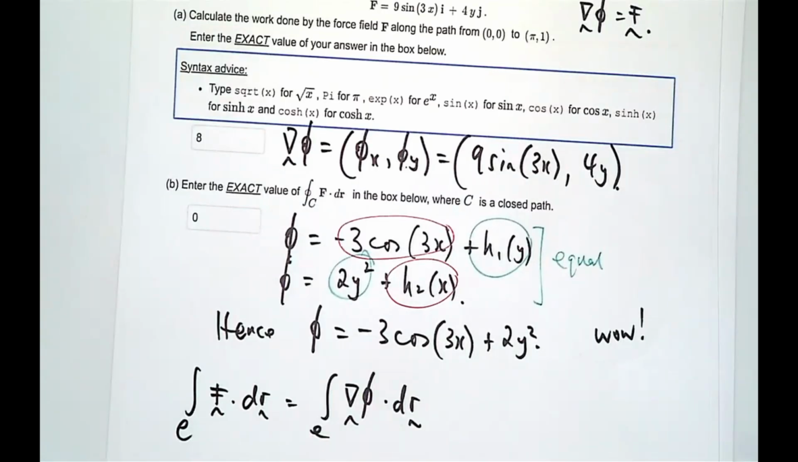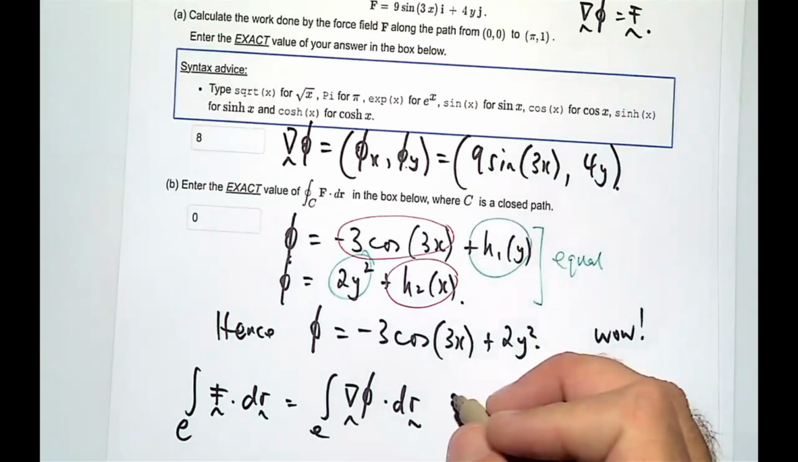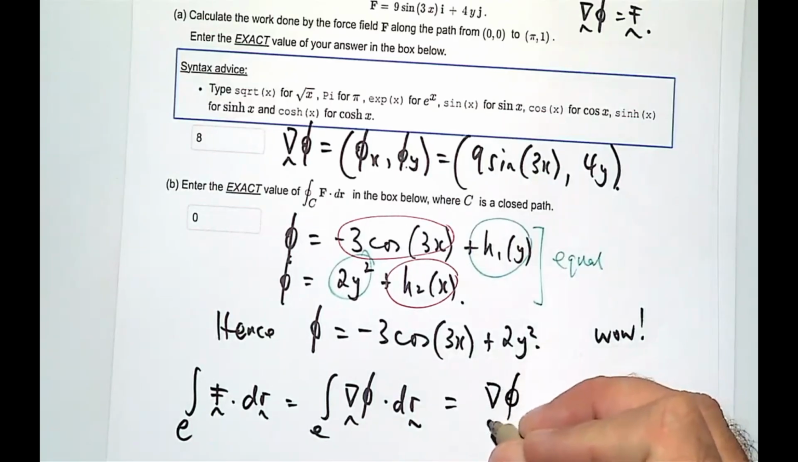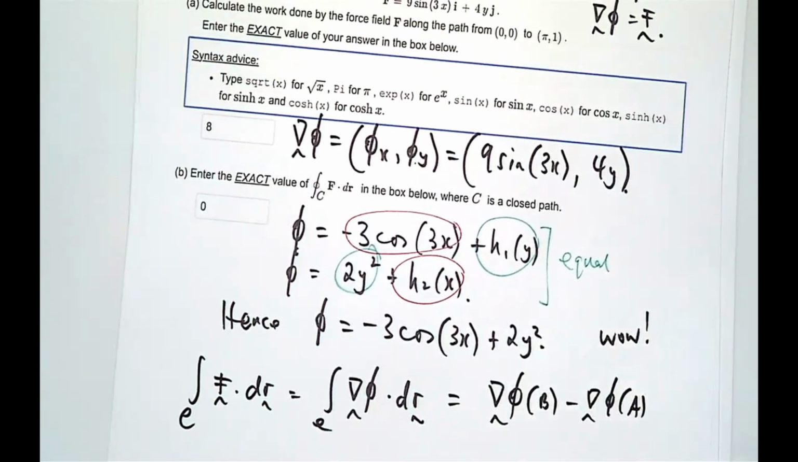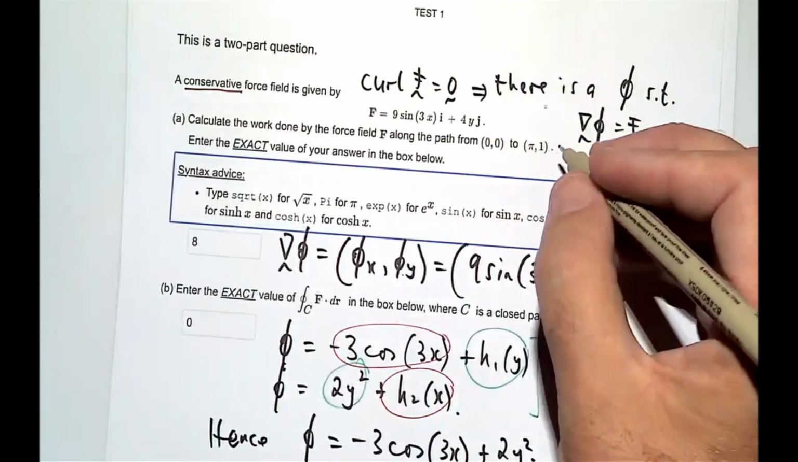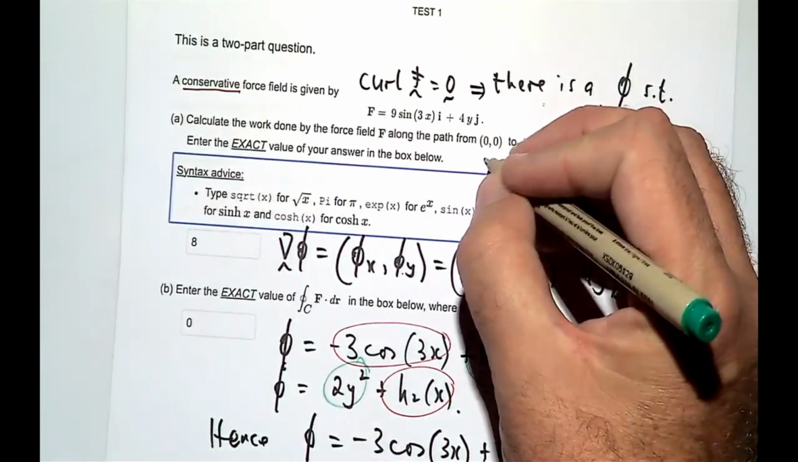It says that this, you don't even need to calculate it, you just evaluate it at the endpoints of the path or the curve or whatever you're integrating over. Okay, so let's label some stuff. Let's label this as point B and this as point A.